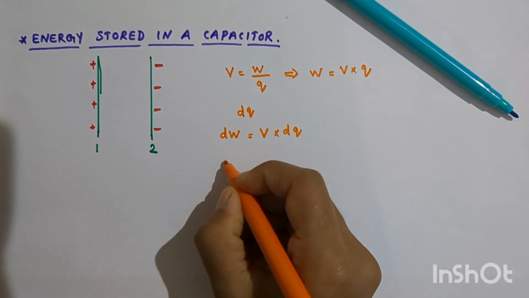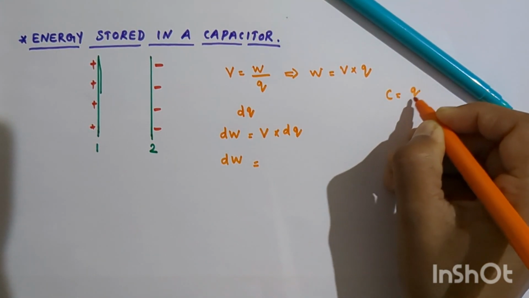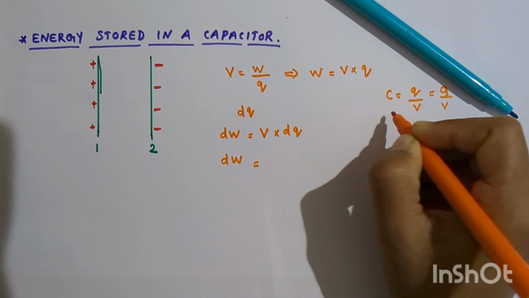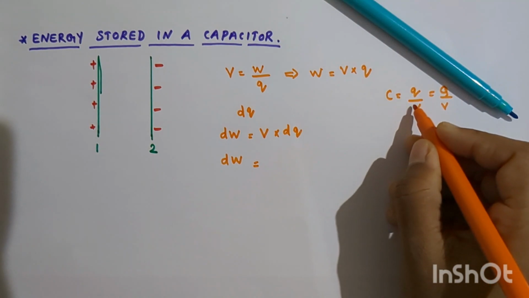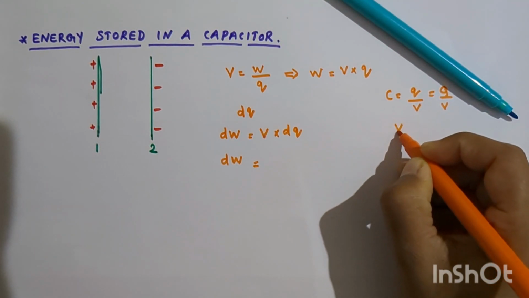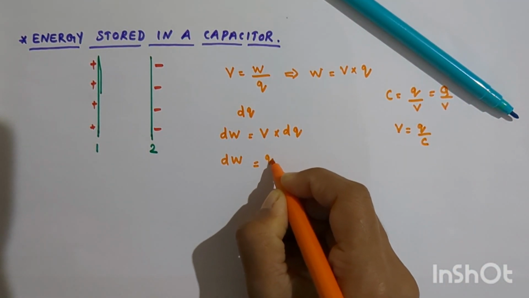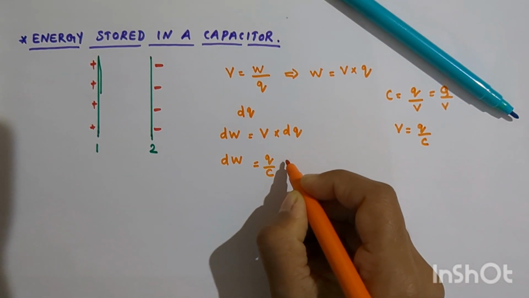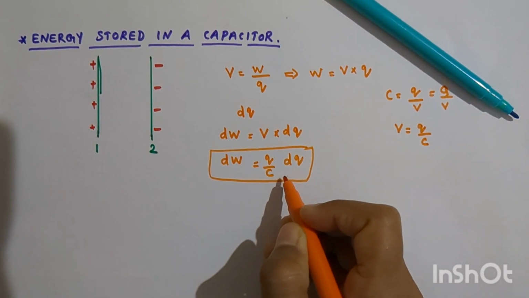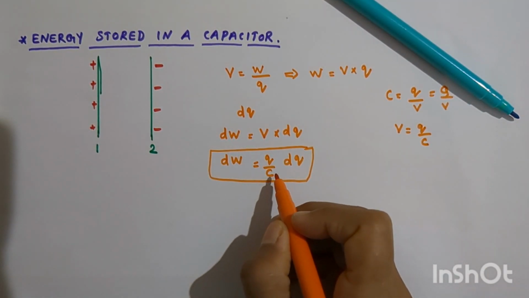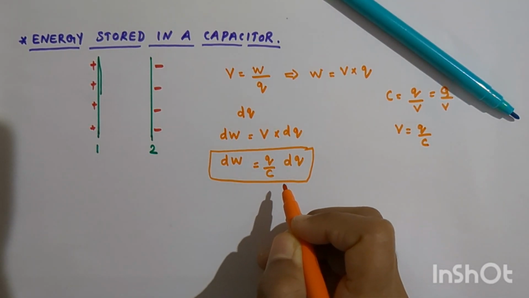Now this can be written as follows. We have C is equal to Q by V, capital letter Q or small letter q, whichever you are using. I'm just using small letter q here. So from this expression you can write V is equal to q by C, and I am replacing V with q by C. So we can write dW is equal to q by C into dq. This is the work done in moving a charge dq from one plate of the capacitor to the other plate.